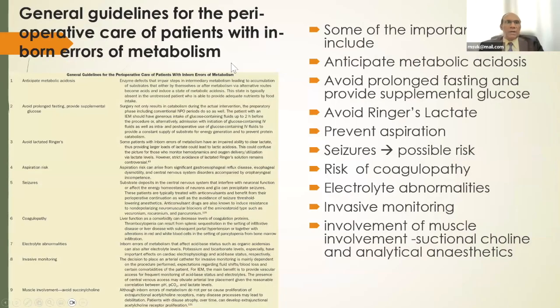So there are just some general guidelines in the perioperative care of patients with inborn errors of metabolism. Some of the important points are: easily anticipate metabolic acidosis, avoid prolonged fasting and provide supplemental glucose, avoid Ringer's lactate, prevent aspiration. There is a serious possible risk of coagulopathy, and electrolyte abnormalities need correction, with invasive monitoring and involvement of muscle leading to concerns about succinylcholine and risk with inhalation anesthetics.